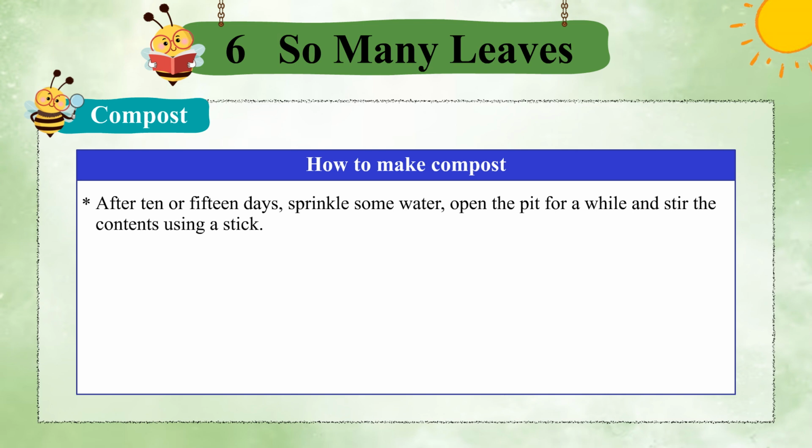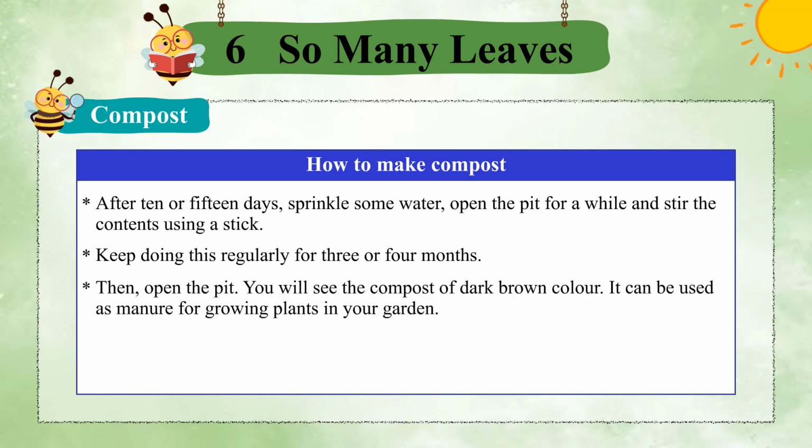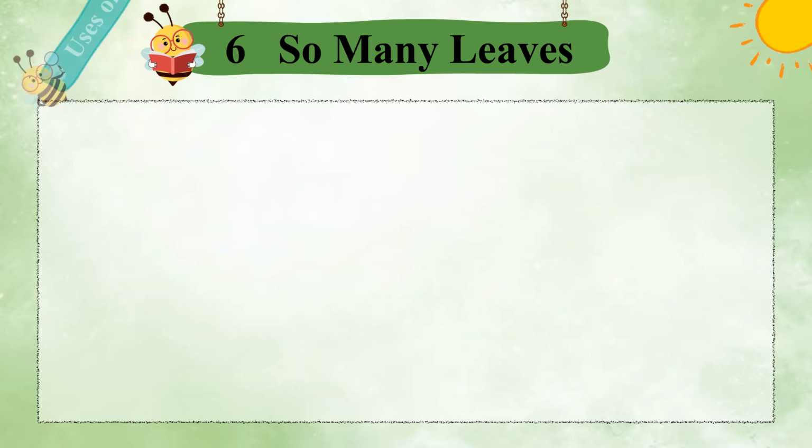After 10 or 15 days, sprinkle some water, open the pit for a while and stir the contents using a stick. Keep doing this regularly for 3 or 4 months. Then, open the pit. You will see the compost of dark brown color. It can be used as manure for growing plants in your garden.